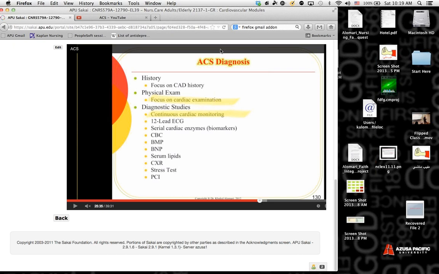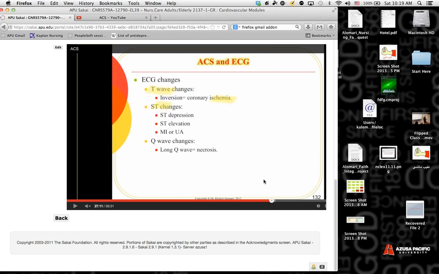So again, acute coronary syndromes refers to any events like stable angina, unstable angina, MI, and then we do all these tests to differentiate whether it's stable, unstable, or an MI. So you need to know what to expect in each. Again, T wave inversion or ST or Q wave.